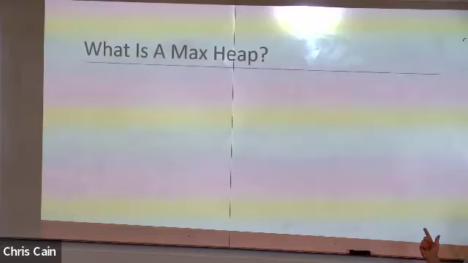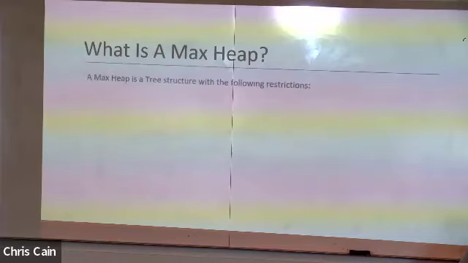So we're going to tackle this from a max heap perspective. So we're always looking for the largest element. So you can think of it as a tree structure with these restrictions. These are very important restrictions because they define what a heap is. So in a tree structure, every parent must be greater than all of its children.